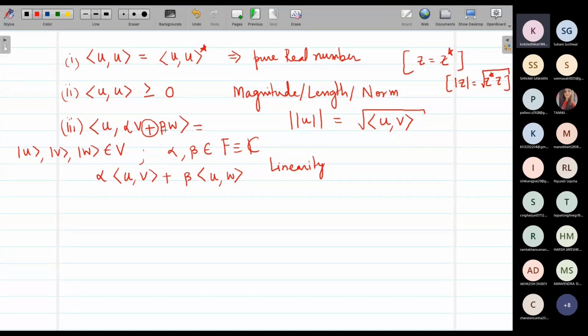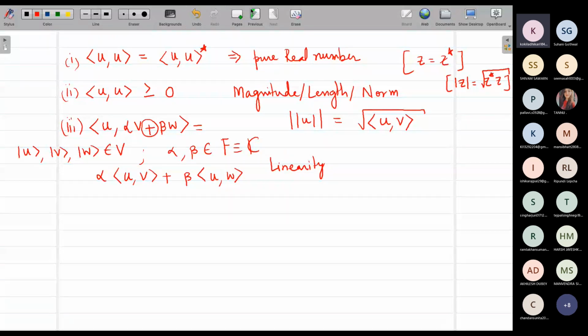Sir, this property is like the commutator bracket now. Which one is like the commutator bracket? I'm sorry, can you please repeat the linearity part again? Yeah, linearity is that if the inner product is taken with respect to alpha v plus beta w, then this alpha comes out of it.